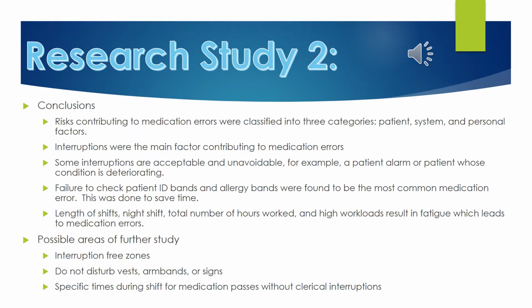Conclusions for the study: risks contributing to medication errors were classified into three categories: patient, system, and personal factors. Interruptions were the main factor contributing to medication errors. Some interruptions are acceptable and unavoidable, for example, a patient alarm or a patient whose condition is deteriorating. Failure to check patient ID bands and allergy bands was found to be the most common medication error. This was done to save time.